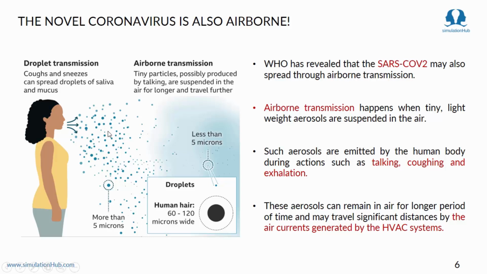Initially, it was considered that the virus can only be transmitted through larger droplets, which fall on the ground within 1 to 2 meters of distance due to gravity, and it was considered a fomite transmissive disease. But now WHO has revealed that SARS-CoV-2 may also spread through airborne transmission, from smaller droplets to aerosols.